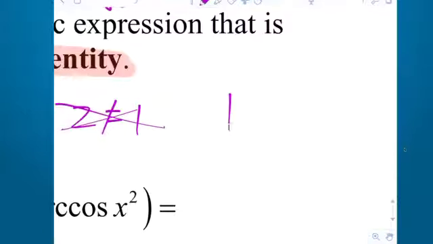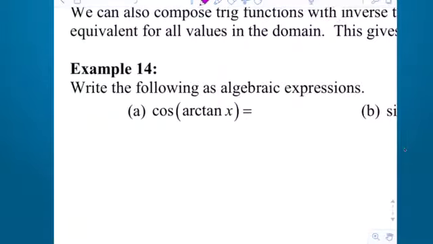But what if I say 1 equals 1? Is that an identity? That's an identity. When one looks in the mirror, who does he see? He sees 1. Okay? Now that's a very boring identity. We're going to be looking at other identities, identities that have variables in it.